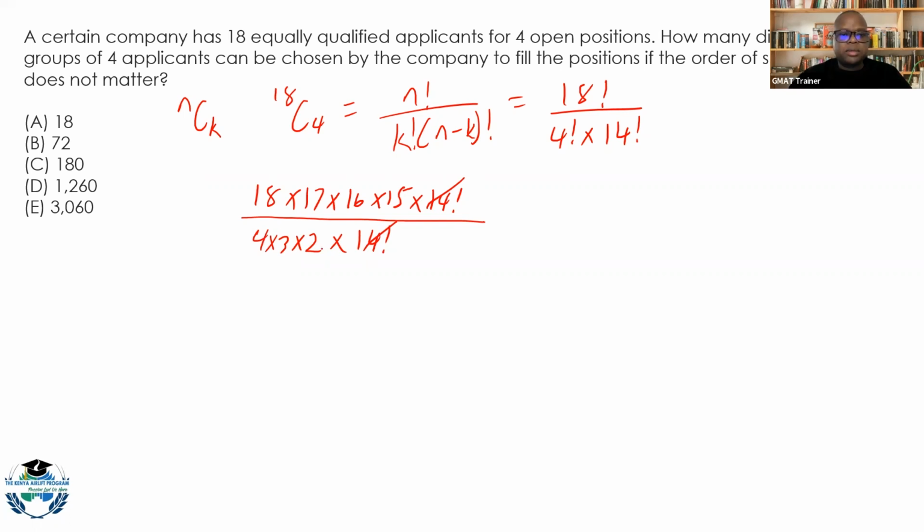Can we simplify this further? 4 will go into 16 four times, 2 will go into 14 once, 2 will go into 16 twice, and 3 will go into 15 five times. So we have 18 times 17 times 10, which is 2 times 5. Solving for this, 18 times 17 gives you 306, times 10.